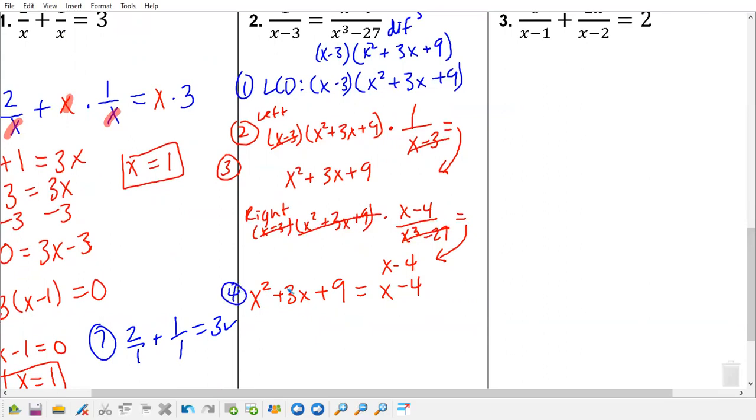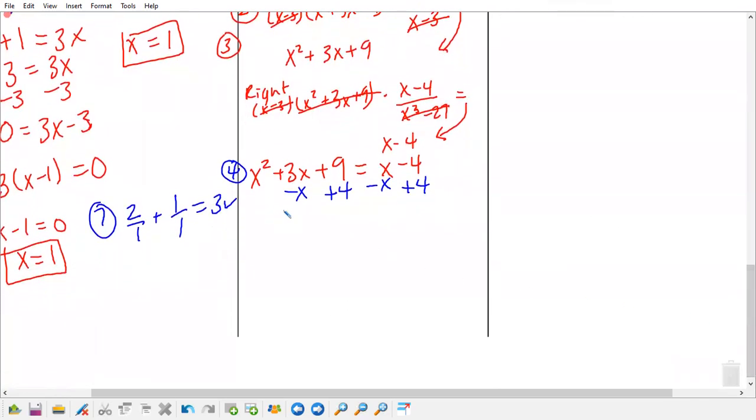Step four is just use inverse operations to get one side equal to 0. So I subtract x and add 4. And that leaves me with x² + 2x + 13 equals 0. Okay, so once we get here, I can ask myself what multiplies to give me 13 and what adds to give me 2. I know for a fact that it's not going to work, because 13 is prime, right? And so because 13 is prime, that means for step 5 where it says to factor, I can't factor. I actually have to use the quadratic formula.